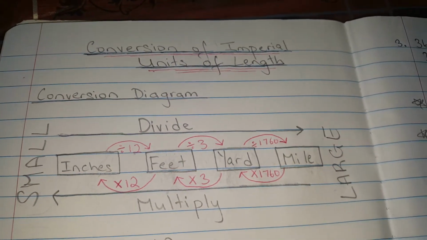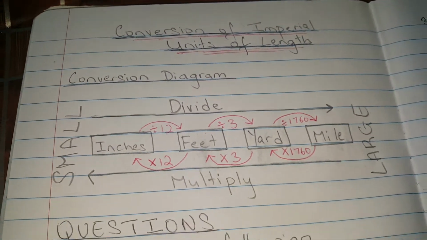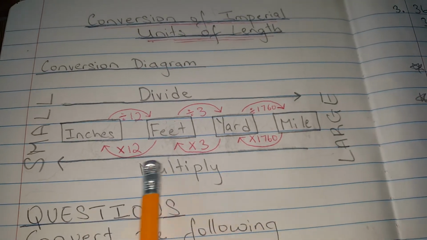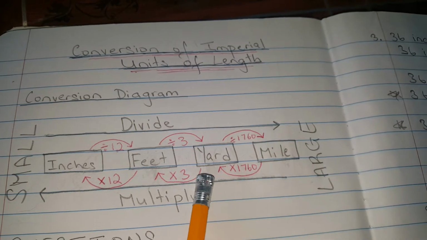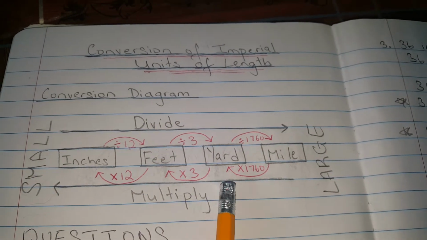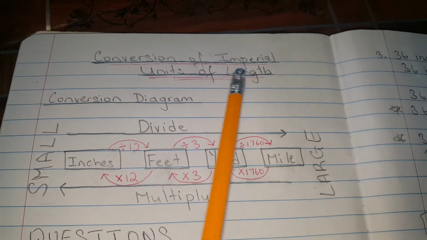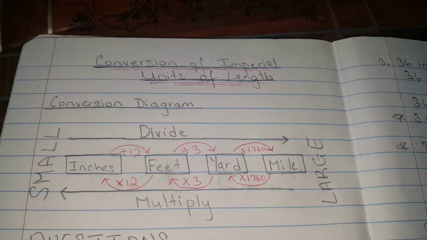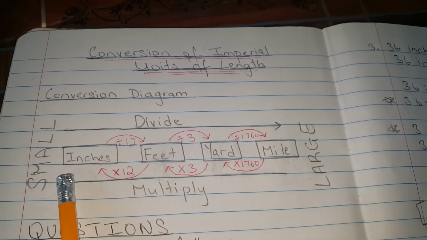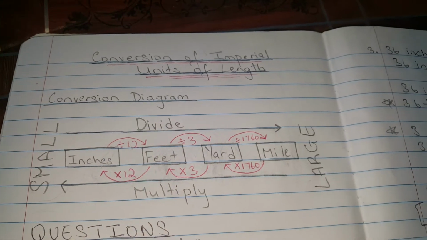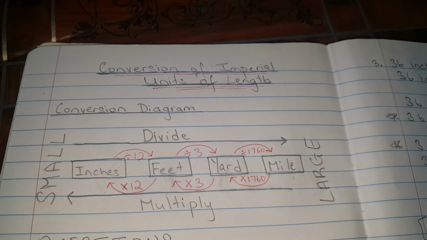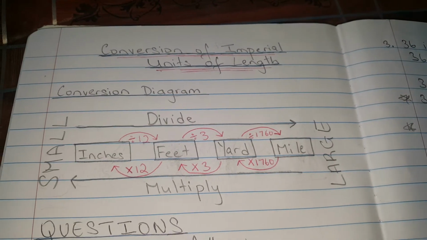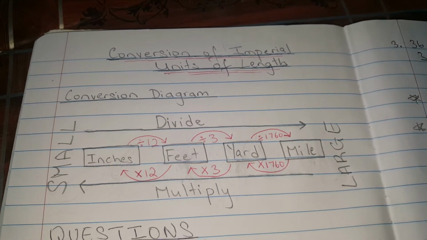So here is a little conversion chart. This is what we will be using to assist us to convert units of length within the imperial measurement system. You can take a minute to write off this diagram. I can pause the video for you and allow you to write it off. Okay, let's get into it.